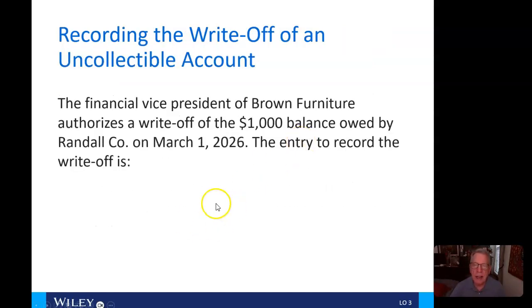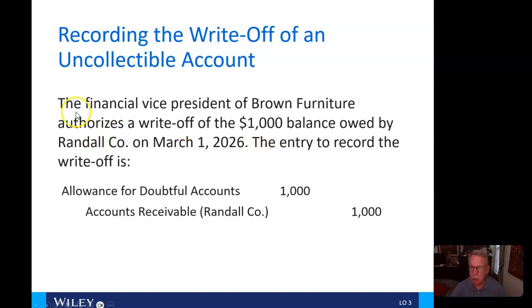Okay, the financial vice president of Brown authorizes a write-off of $1,000 owed by Randall. So our entry is going to be, here we're going to reduce that allowance for doubtful accounts with a debit to the allowance for doubtful accounts. And that's going to represent a reduction of Randall's accounts receivable at that point in time.